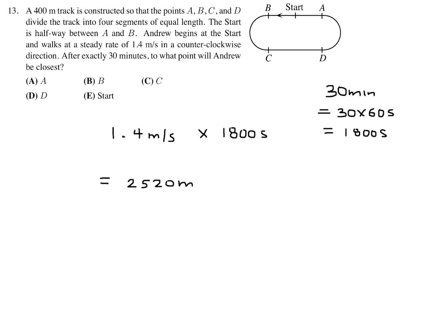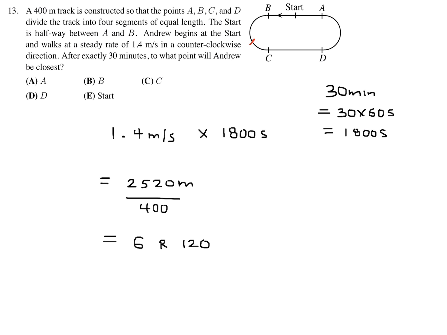Now, he starts right here, right? So it's a 400-meter track, so every time he walks 400 meters, he's going to come back to that same point. So if I divide this by 400, it'll give me an idea of how many times. It's 6 times with a remainder of 120. So he's going to come back to that start 6 times, but then he's going to go another 120. So approximately here. That's where he's going to end up.